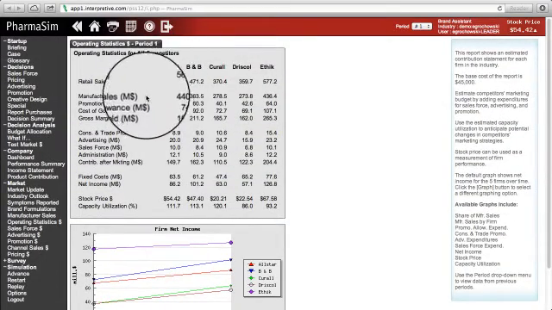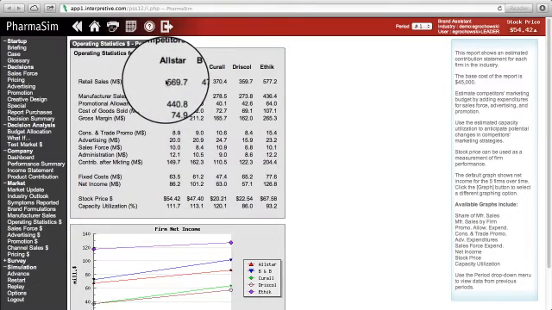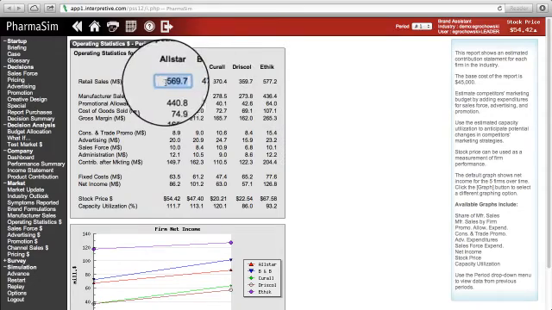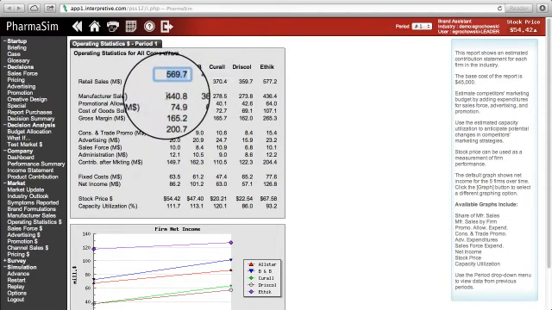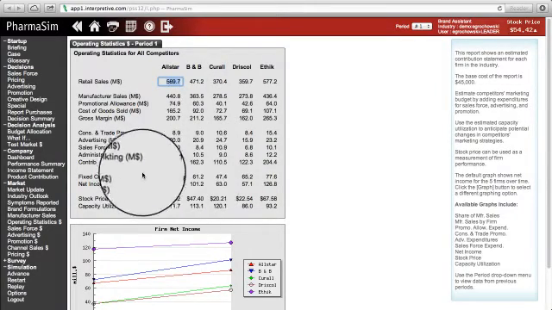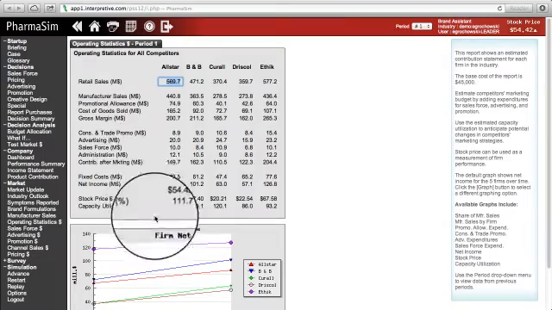Shows you the retail sales, manufacturing sales. So my retail sales, I have the second highest retail sales of all the competitors for period 1. Manufacturing sales, I was number 1 in. And so I can compare where I am versus my competitor.